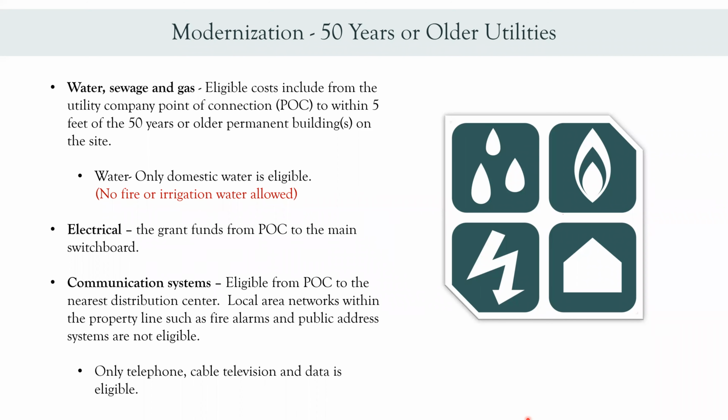For electrical, the grant funds from point of connection to main switchboard. For communication systems, projects are eligible from point of connection to the nearest distribution center. Local area networks within the property lines, such as fire alarms and public address systems, are not eligible. So basically only telephone, cable, and data is eligible.